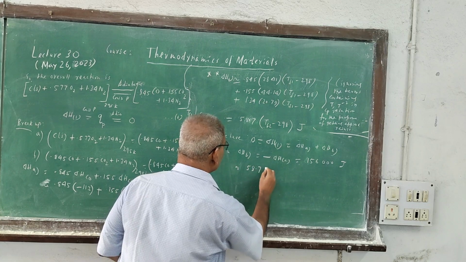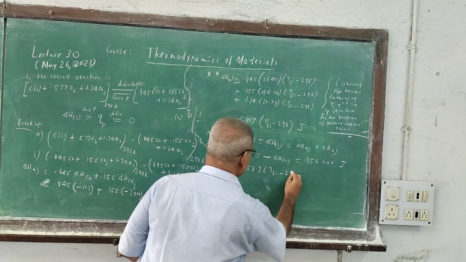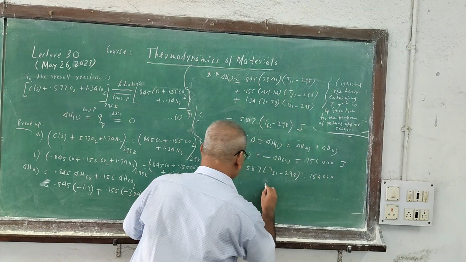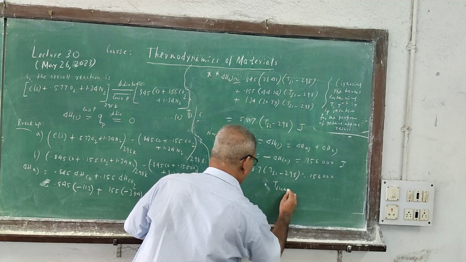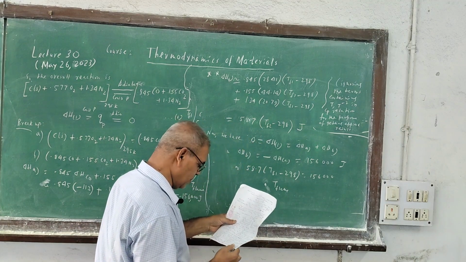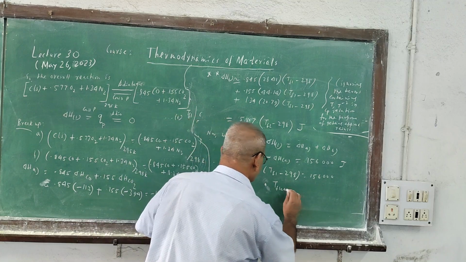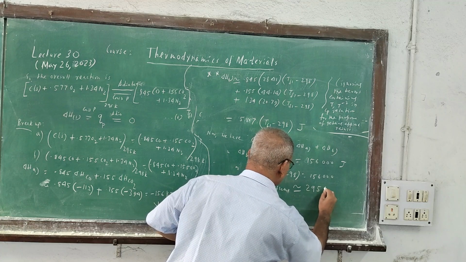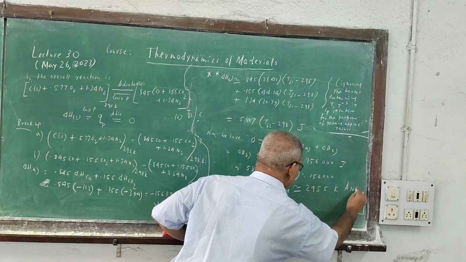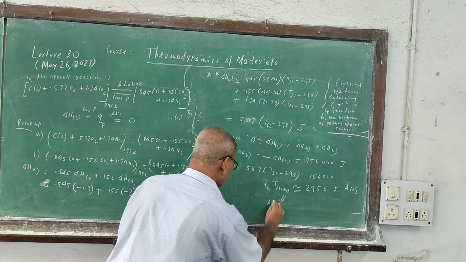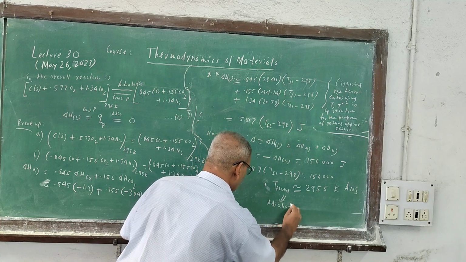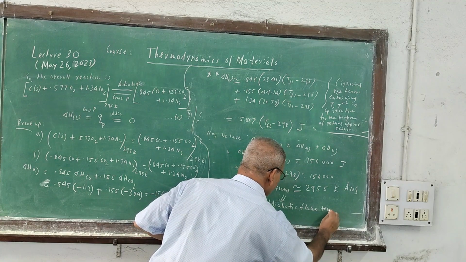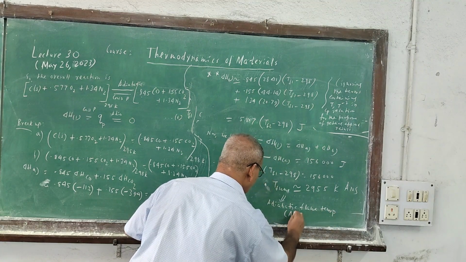Once more I am writing: 58.7 times (T_flame minus 298) equals 156,000, and then you get T_flame. How much? Maybe you're right, 2955 exactly. You are very fast in calculating. 2955 Kelvin is the answer. This is the adiabatic flame temperature, which is also known as AF.